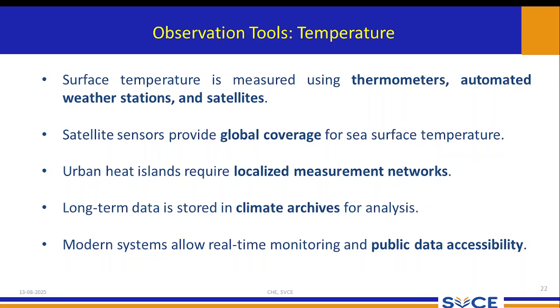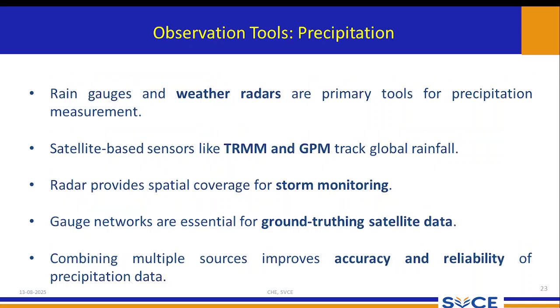Okay, so what they do actually, they will try to measure the temperature, weather pattern, wind pattern, and everything, and so on and so forth. Okay, weather meteorology only, including the temperature, needs to be measured. Okay, so urban heat islands require localized measurement networks. Long-term data is stored in climate archives for analysis. Modern systems allow real-time monitoring and public data accessibility.